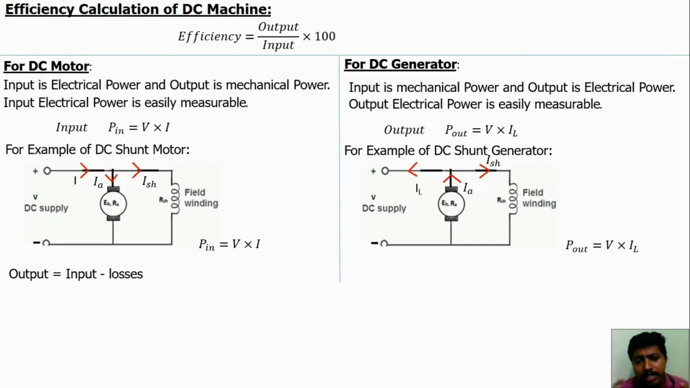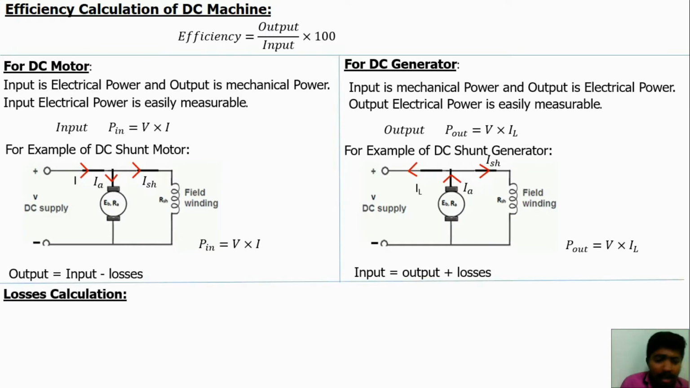Here the output is easily known, but we have to find the input. So input is equal to output plus losses. If you know the losses value and output, we can find the input for the DC generator. If you know the output and input, we can find the efficiency. Okay.